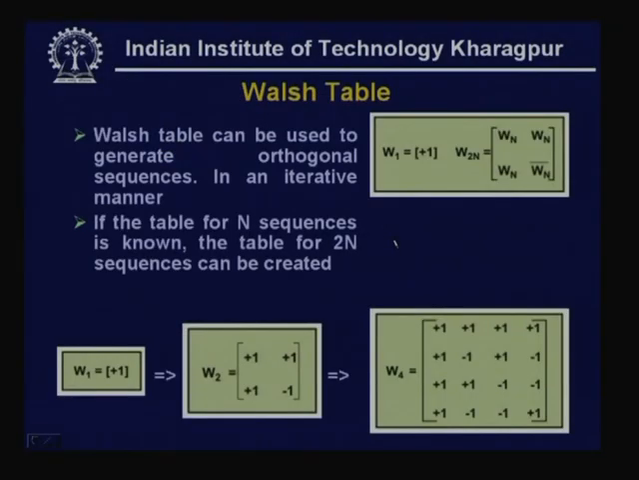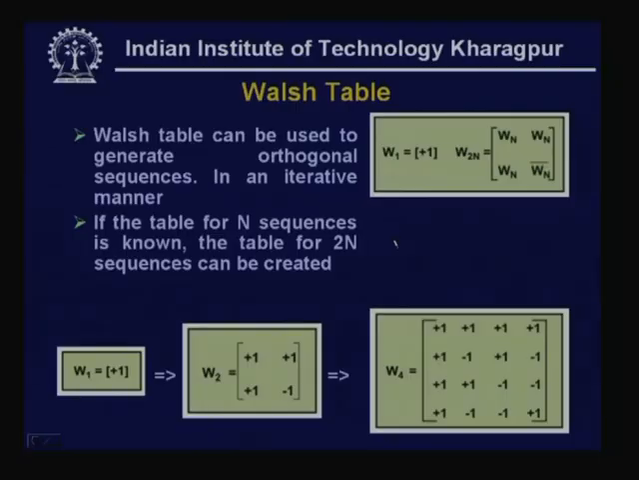Now, you may be asking how the chip sequences are generated. What is the technique used to generate the chip sequences? They have to be pairwise orthogonal. That can be done by using the Walsh table in an iterative manner. That means the Walsh table can be used to generate orthogonal sequences in an iterative manner.